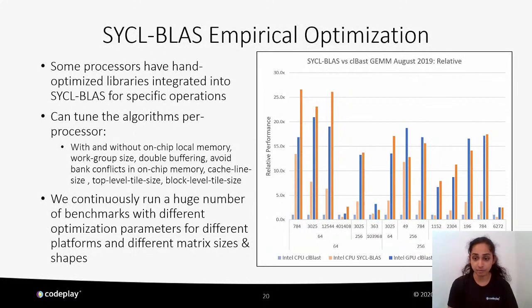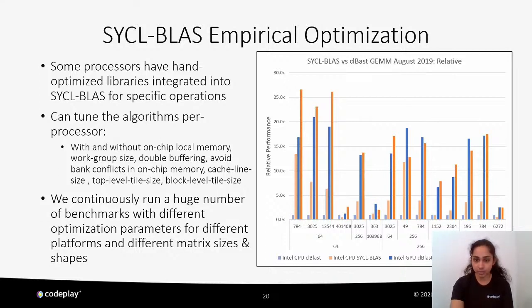SYCL-BLAS achieves really good performance on different processors by having hand-optimized libraries integrated for specific operations based on which processor it is running on. SYCL-BLAS also supports tuning parameters for algorithms per processor, based on how much on-chip local memory is available, what the work group size is, whether double buffering is available or not, whether there are bank conflicts on the on-chip memory, and what the cache line size is. So basically, there are many parameters that can be tuned to get better performance from the processor. We also continuously run a huge number of benchmarks with different optimization parameters. So basically, SYCL-BLAS is the system that utilizes the concepts we have spoken about until now. The framework allows you to switch between different algorithms or different tile sizes based on what is supported best for the processor that you are running on.